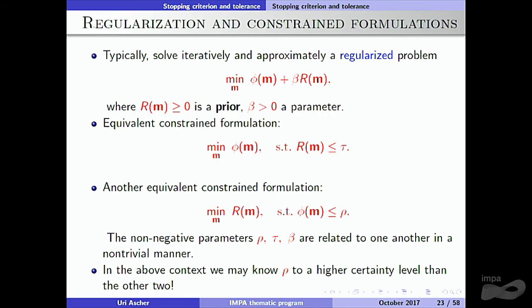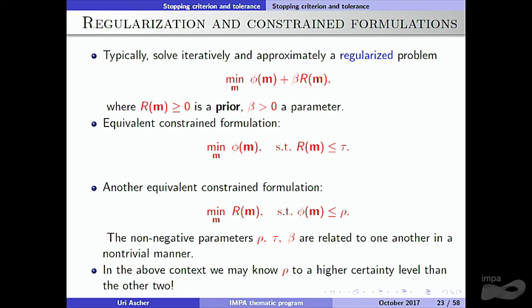And you can also look at the third formulation where you minimize R subject to phi of m less than or equal to our friend rho. It comes from Moses. And again, when you take the gradient and equate to 0, you get something similar to solve.